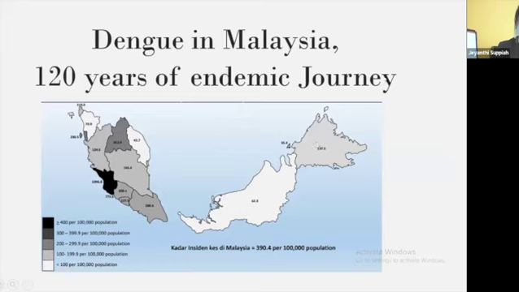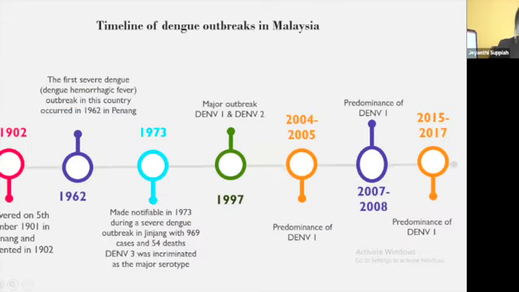Right. How is it like in Malaysia? What's the current situation? So we are moving into 120 years of endemic journey of dengue in Malaysia. And so here's a bit of a timeline of dengue outbreaks in Malaysia. Dengue was first discovered in 1902 in Penang. It was discovered in 1901, but it was only documented in 1902.